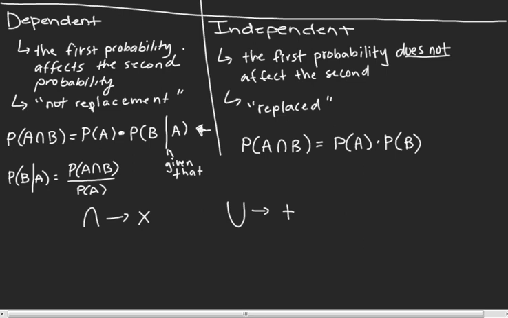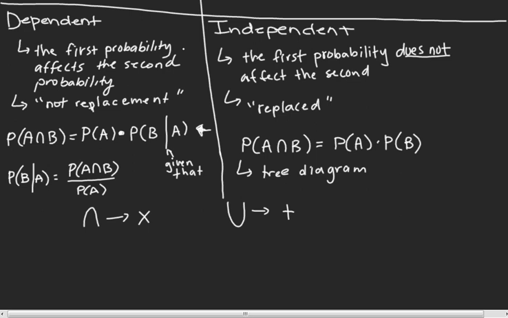Okay, and very often you can use them for dependent, but very often we're going to use a tree diagram for independent. We kind of looked at one yesterday, and we'll look at a bunch today.